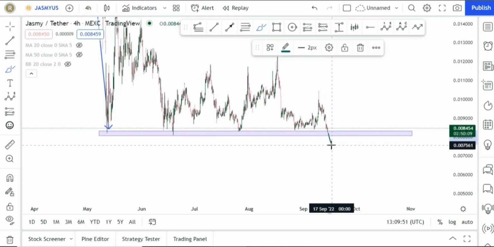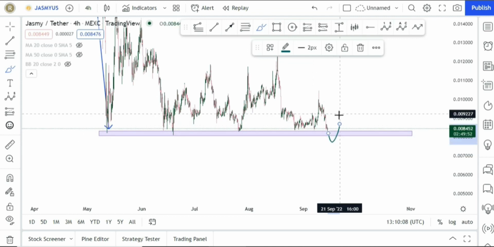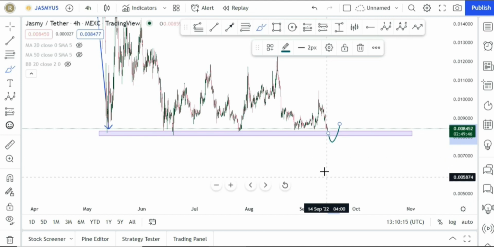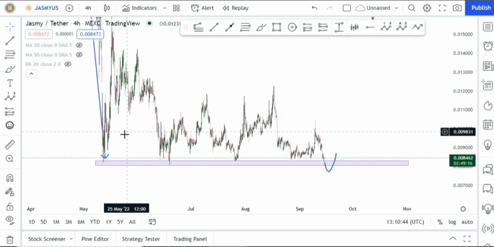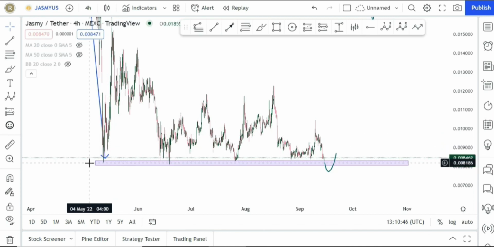If we quickly break this support right here and have a quick retrace, the moment this happens, I'm turning very bullish, because this will be a confirmation that this one right here was the spring. So I'll be turning very bullish on the Jasmy price chart once something like this happens. It depends on the manner of how we break the support right here. So yeah, that's pretty much it from me. I'm suggesting that according to the structures we have looked at, the bottom for the Jasmy price chart is already in.